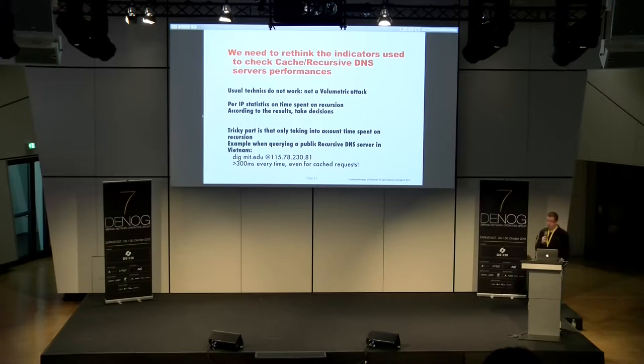And in that case, we found a very basic one, which is to say, okay, let's say a client is spending more than 200 milliseconds for recursion, which is already kind of high, and when I say client, I mean also the recursive server, then I should block it or do something. And if you try something basic, you just find something which is quite far off. So in that case, I took an open recursive server in Vietnam, and you just try to resolve something, right? If you do a dig mit.edu at this IP, you end up with something which is quite high. So in that case, this is a legitimate query, but you would block or mitigate something which doesn't have to be mitigated.